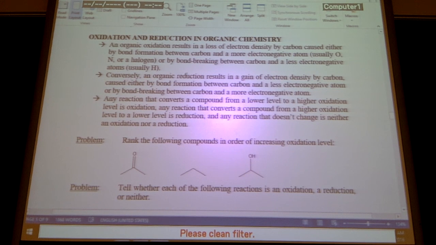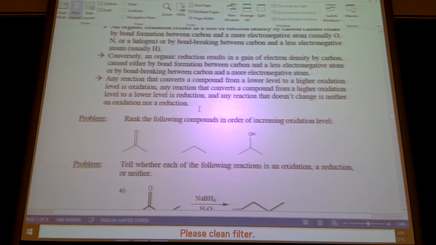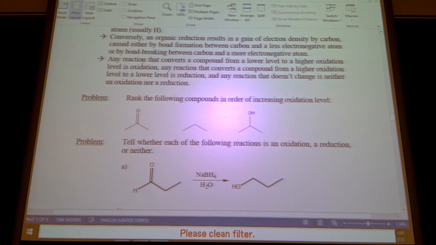Conversely, an organic reduction results in a gain of electron density by carbon, caused either by bond formation between carbon and a less electronegative atom or bond breaking between carbon and a more electronegative atom. Any reaction that converts a compound from a lower level to a higher oxidation level is called oxidation. Anything that goes from a higher oxidation to a lower level is reduction.